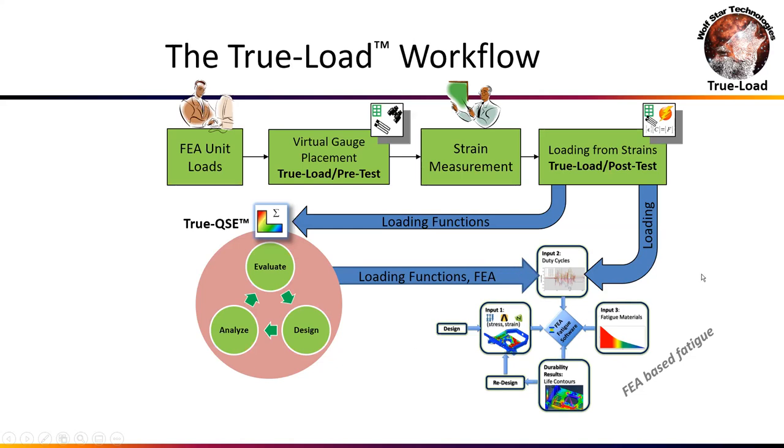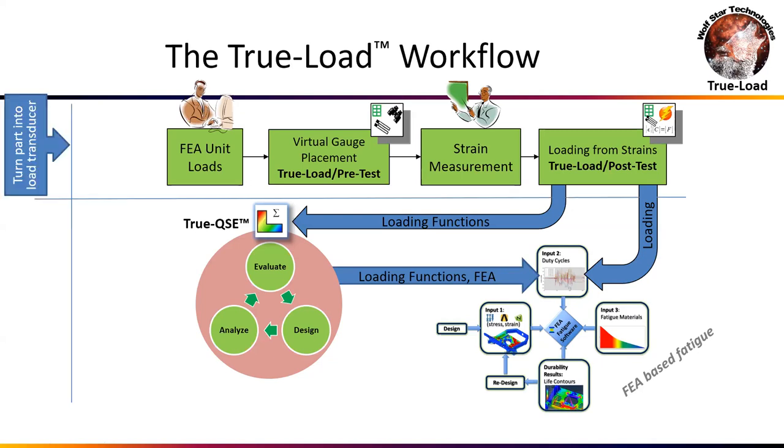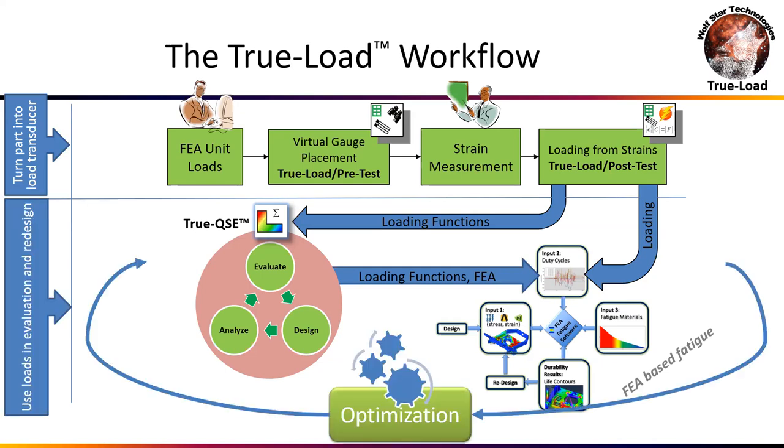So this flow chart looks kind of complex, I understand. But really, the first four blocks are you turning your part into a load transducer. And the bottom flow chart is, are you doing design and optimization once you've got the loads? So you might do the first four blocks once and then go through the design and optimization loops 20, 30 times now that you've got the proper loading on your structure. This is typically what my customers do.